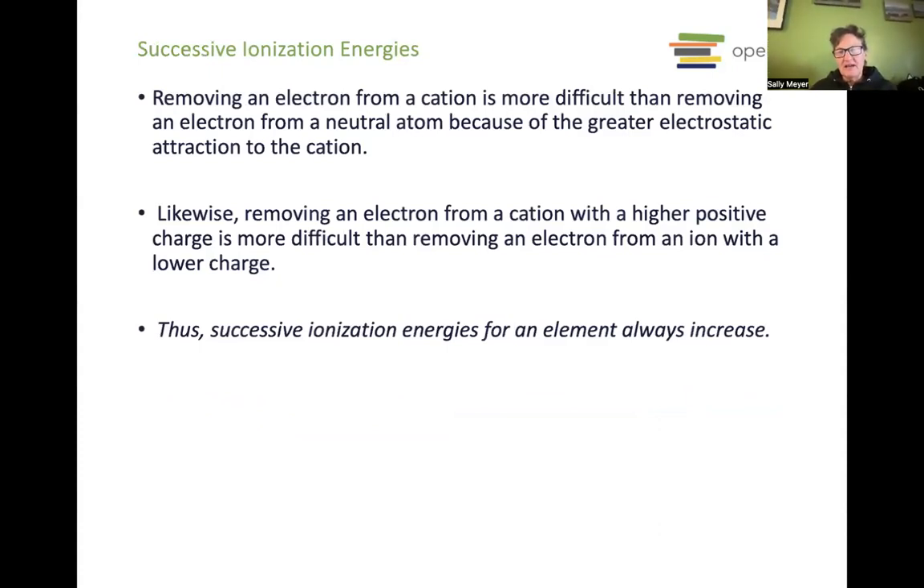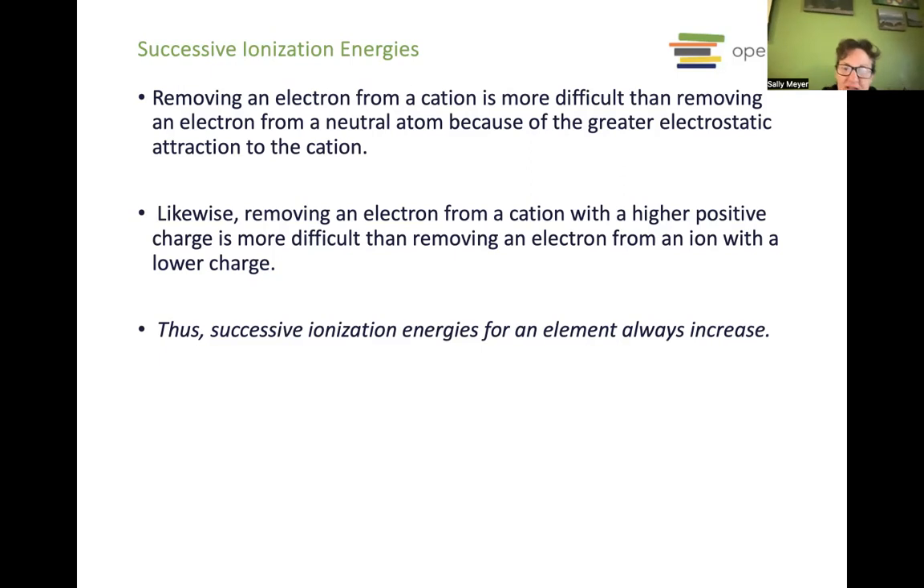Removing an electron from a cation is more difficult than removing an electron from a neutral atom because of the greater pull. So anytime the species becomes positive, then it's going to be progressively harder and harder as it becomes more positive to pull an electron off. So removing an electron from a cation with a higher positive charge is more difficult than removing an electron from an ion with a lower charge.